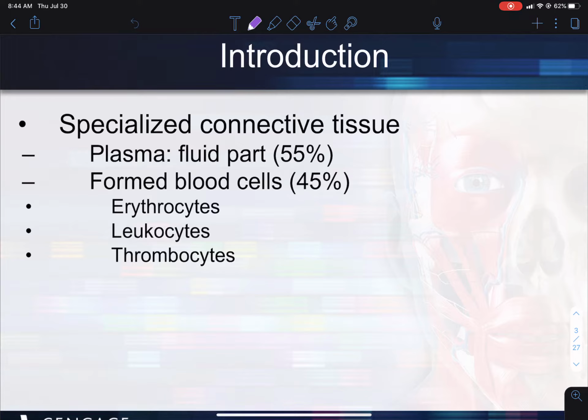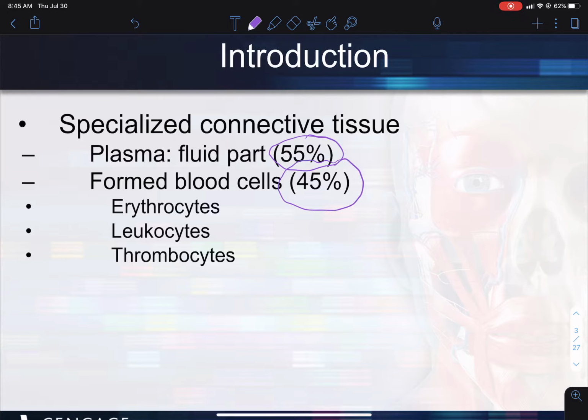First, blood is actually a specialized type of connective tissue, which seems a little counterintuitive, like, okay, it's just a liquid, but it's actually considered a connective tissue, and it comes in two parts. The majority of it is plasma, which is 55%, and plasma basically contains water and some proteins and some really, really small sugars. Then the other 45% are the formed elements and the formed blood cells.